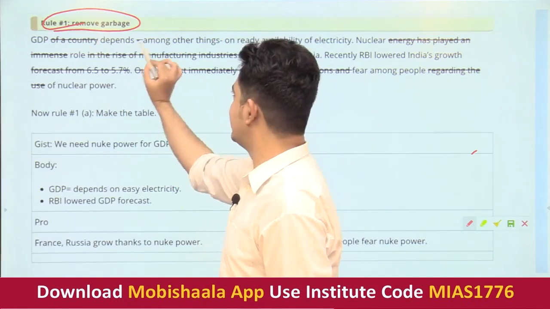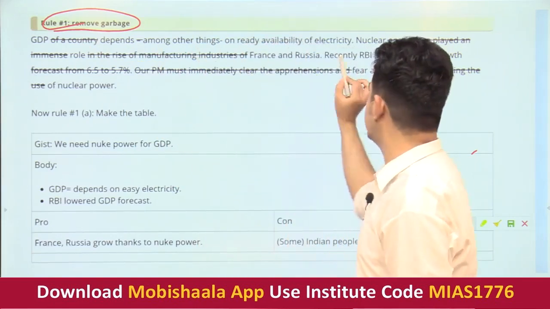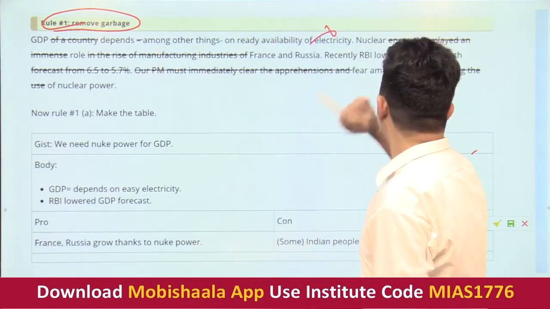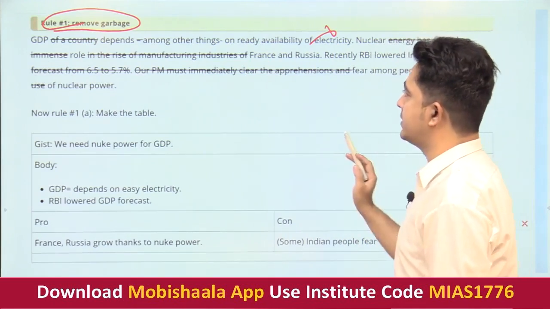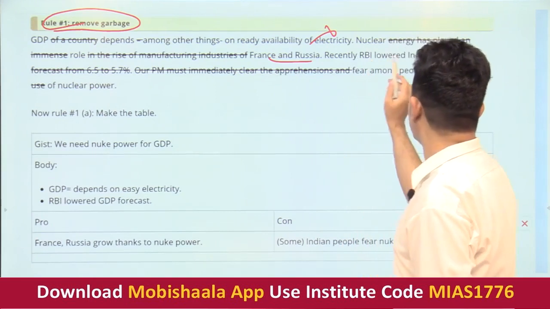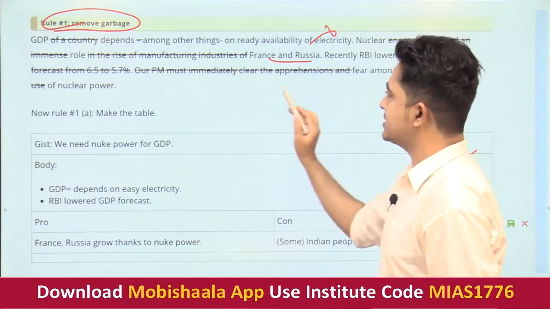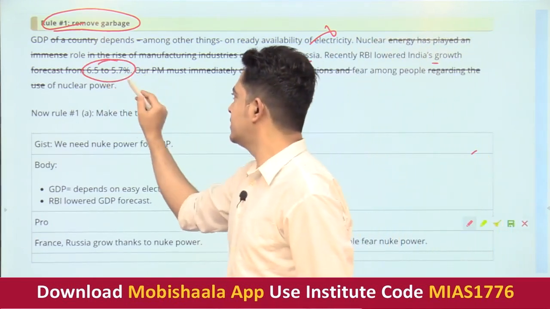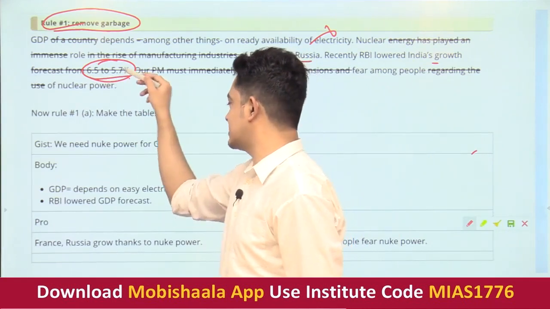GDP of a country depends among other things on ready availability of electricity. This is not required. Nuclear energy has played an immense role in the rise of manufacturing industry. France and Russia are doing it. Recently, RBI lowered India's growth forecast. This data is not required. Then why is UPSC asking such kind of data?